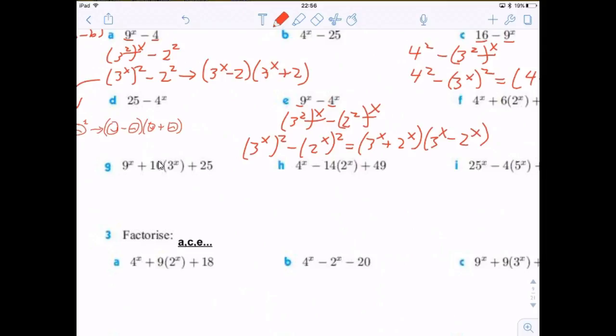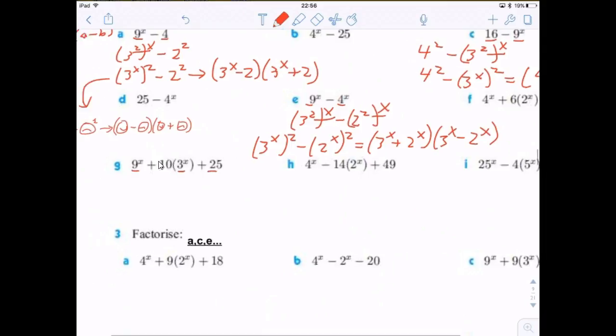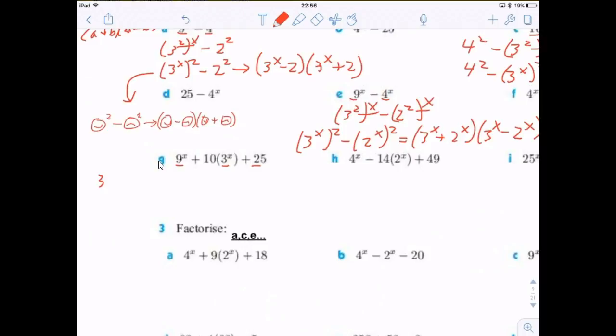Okay, let's do g. Once again, we have a lot of expressions that look like squares. So I'm going to replace 9 to the x with 3 squared to the x. Then I'm going to put, instead of 25, I'm going to put 5 squared. Okay. And oh, now when I look at it, the 10 is actually suspiciously looking like 2 times 5.